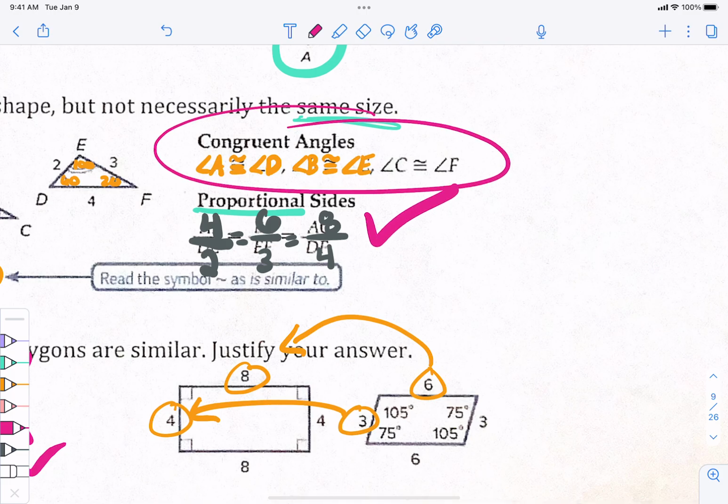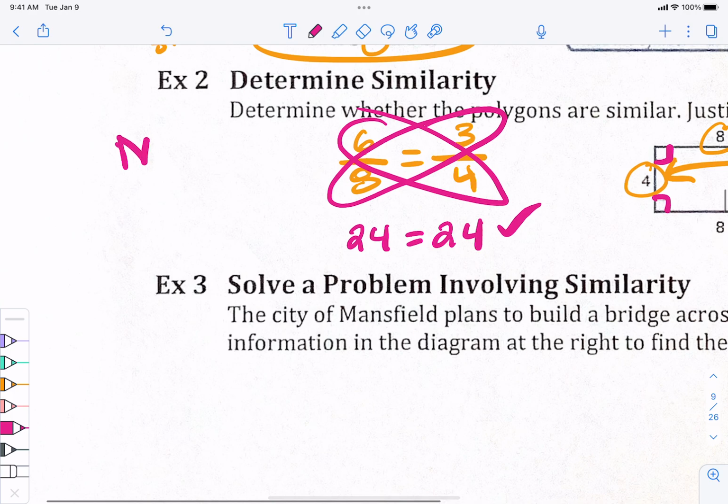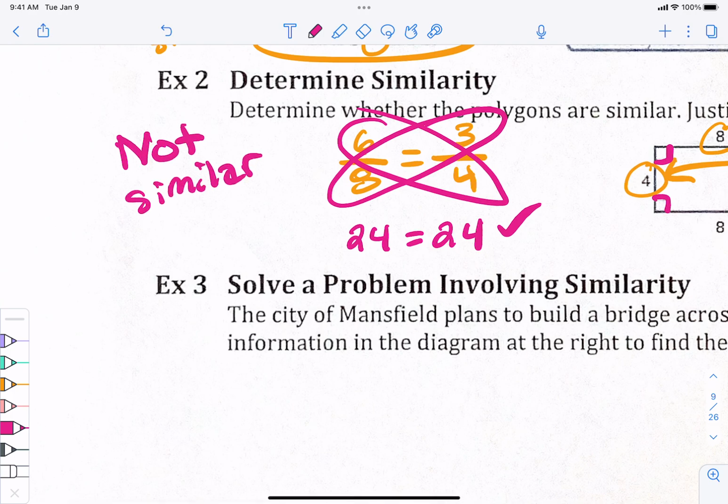Now we have to check to see if the angles are congruent. What are these angles right here when they have that little box? 90. Those are all 90s. Are the other ones 90s? No, so the angles are not congruent, so these are not similar. Not similar. And then I'm going to say angles not congruent. The angles are not the same, so these are not similar figures. Does this make sense? Yeah? Something like that, right?